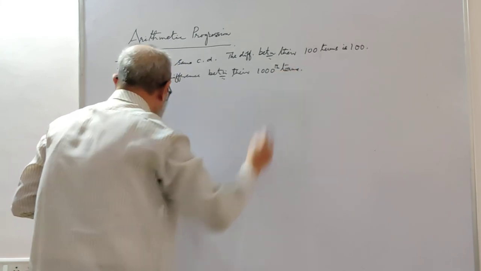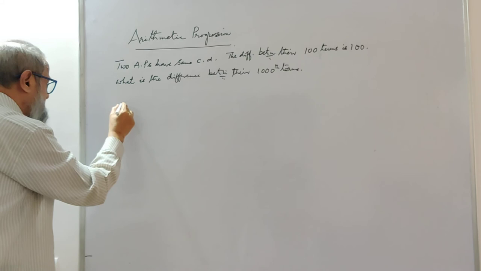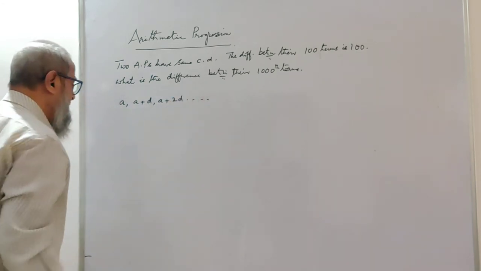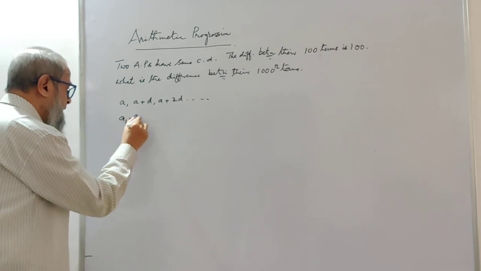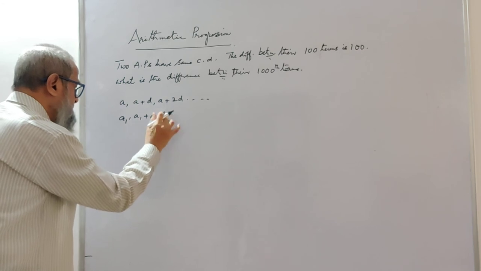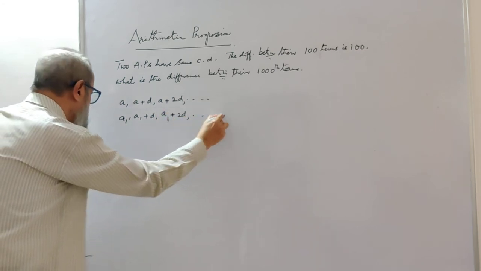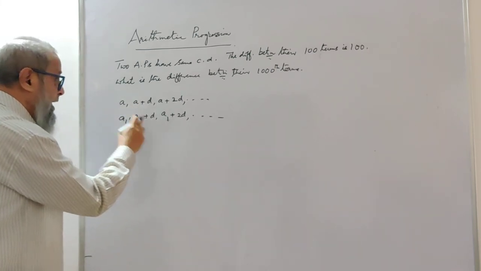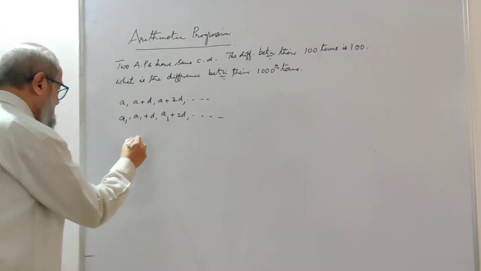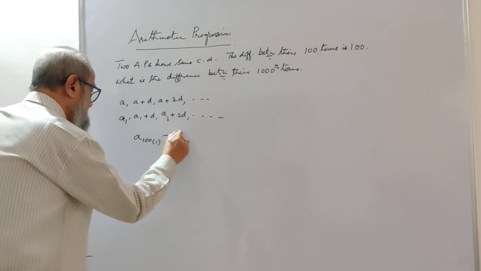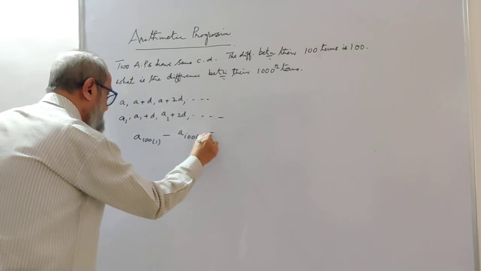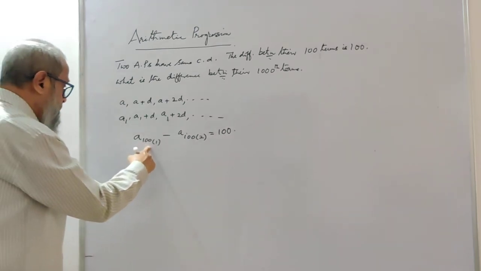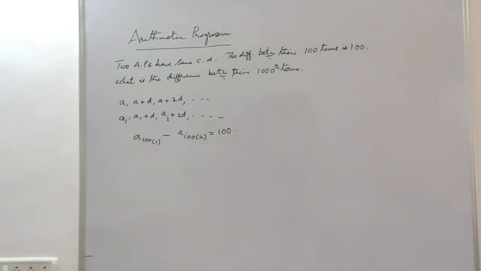This is the problem. Now here, let us say the first one is a, a plus d, a plus 2d, etc. The second one is a1, a1 plus d, a1 plus 2d, a1 plus 3d, etc. D is common for both. Now what he says is, if you subtract a100 of the first AP minus a100 of the second AP, the difference is 100. Now what he wants us to find out is, what is a1000 of the first AP minus a1000 of the second one.